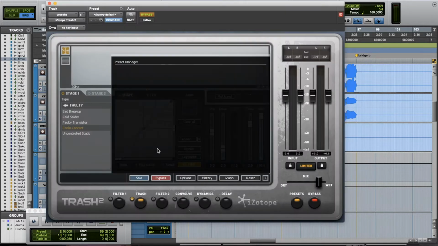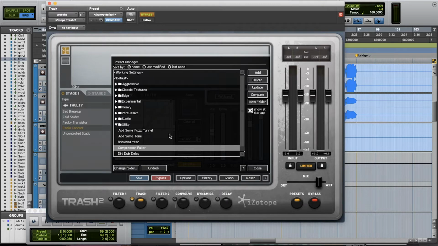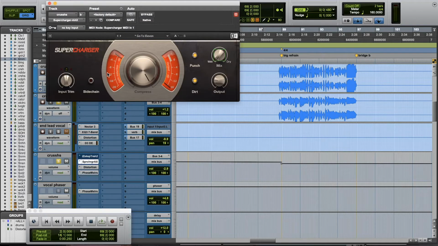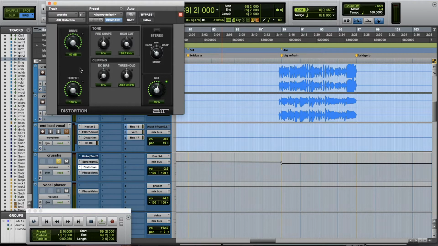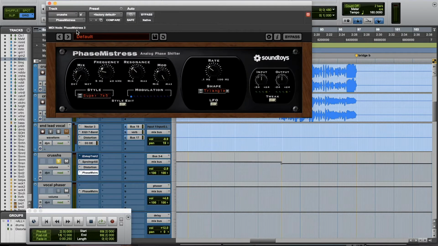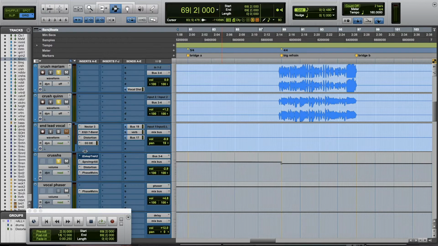First I run them through Isotope Trash on the Compressor Faker preset. Then following that they go through Supercharger, which is an actual real compressor. Then they go through the stock Pro Tools Distortion, and then finally through another Phase Mistress. And together, those all make it sound like this.